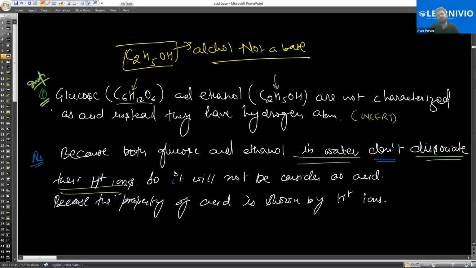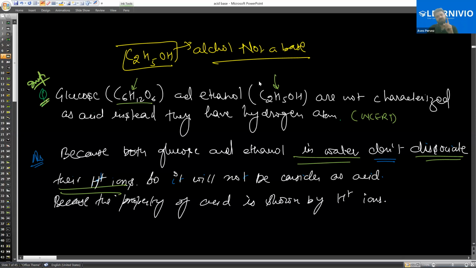Now a question came in the examination that glucose and ethanol, the formulas we have discussed previously, both have hydrogen atoms. Glucose has C6H12, plenty of hydrogens, and ethanol has 6 hydrogens, but they are not characterized as acids. Why not? Because when you add them to water, they do not show acidic properties. It means that if a substance has hydrogen but, when added to water, it is not dissociating or producing H plus ions, it is not considered an acid. Okay, got it? समझ आया?